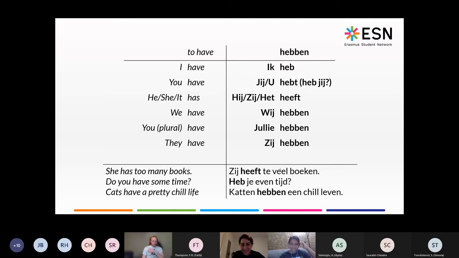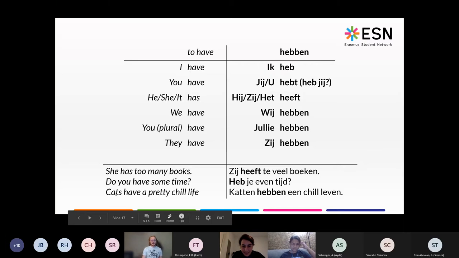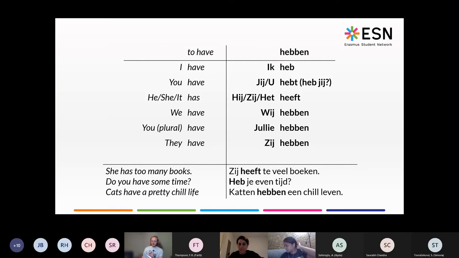Here are some examples with heeft. She has too many books. Zij heeft te veel boeken. And cats have a pretty chill life. Katten hebben een chill leven. I think we will get to all the other pronouns later in the lesson. And also we will talk about the difference between jij and je, zij en ze, and wij en we, as you can see on page 11 in your booklet.